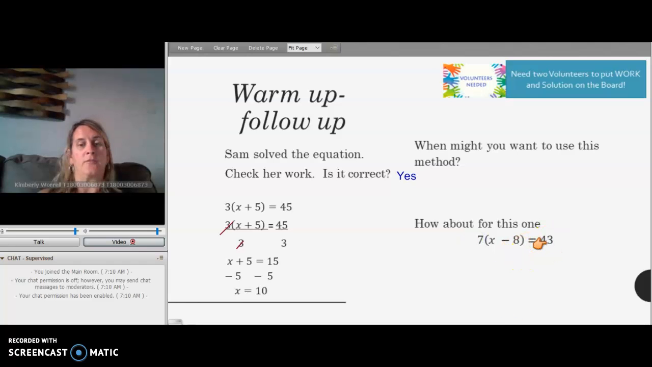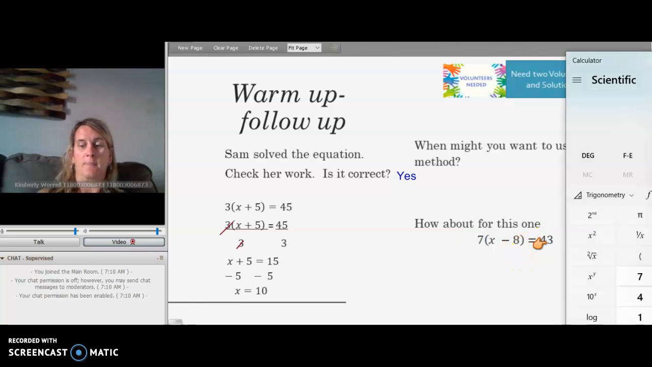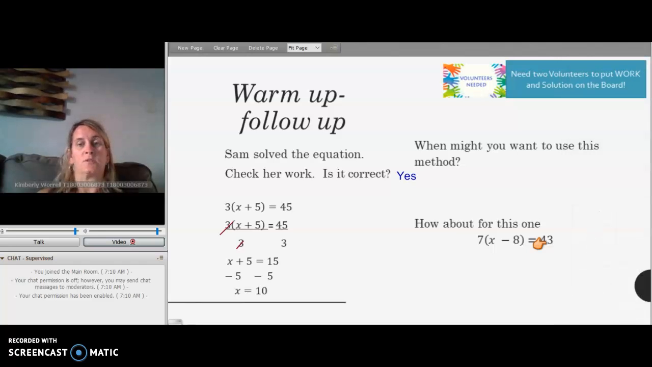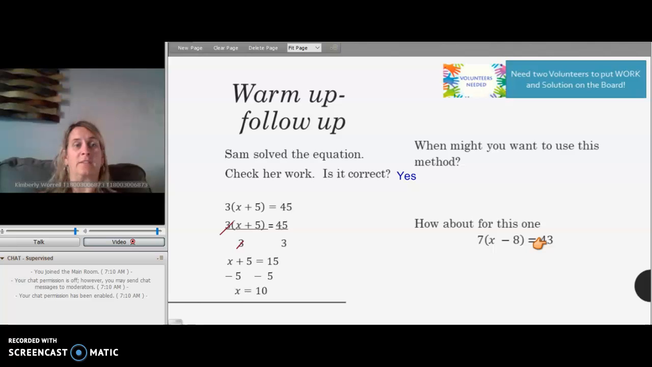However, if you try to divide 43 by 7, you get a decimal, 6.1. So it does not factor evenly. So if you did divide both sides by 7, then you would have to deal with a fraction of 43 sevenths, or a mixed number, which would be 6 and 1/3. Again, you could not use decimals here. So in this case, you would want to go back and not use this method and use your distributive method would be the recommendation.